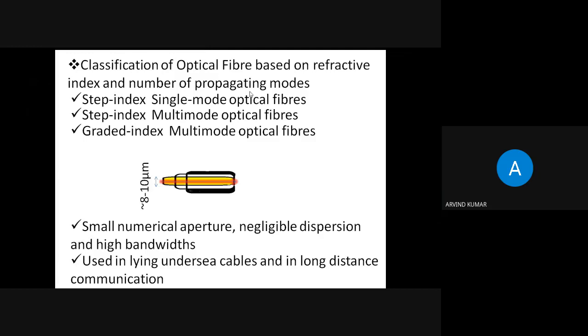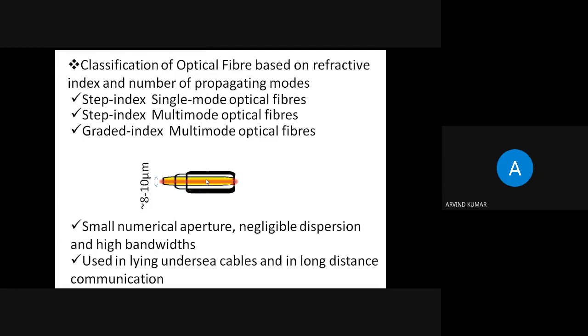Another classification is based on the refractive index and the number of propagating modes. We are now combining both parameters, the number of propagating modes and the refractive index. On that basis, we further classify into three categories: step index single mode optical fiber, step index multimode optical fiber, and graded index multimode optical fiber.